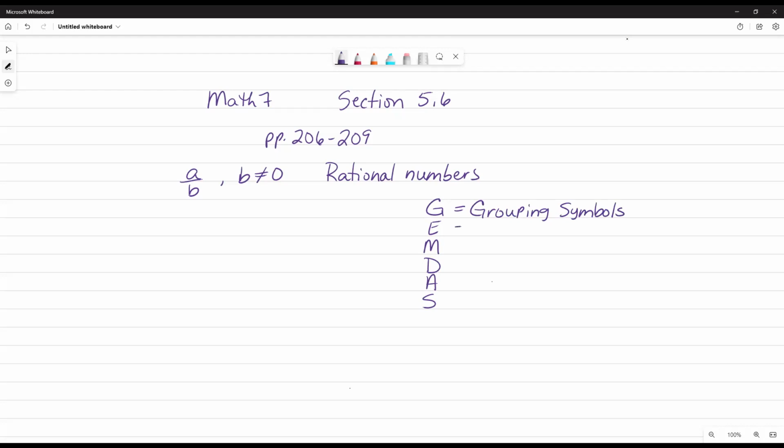The E stands for exponents. And then, of course, the inverse of exponents are square roots. So this is included too, or any sort of radical. M and D, these are both kind of the same level. So you work left to right. Multiplication, division.